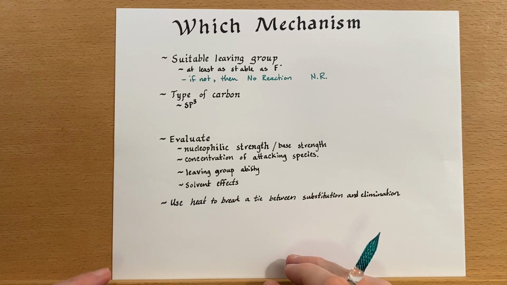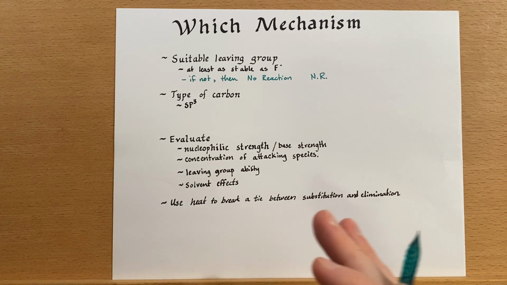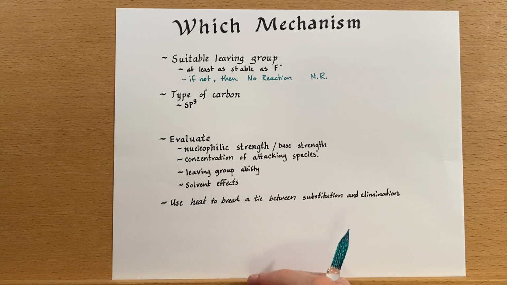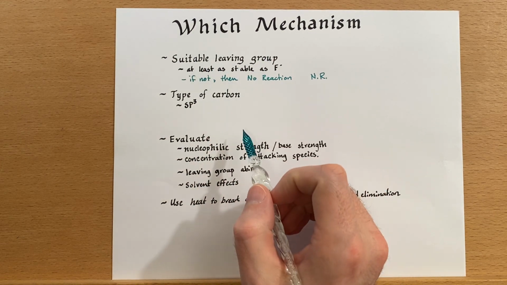We've been talking about which mechanisms a reaction would go: SN1, SN2, E1, E2. But we need to put all of that information together when we're deciding which particular mechanism might happen. And we should start off by making sure that we have a suitable leaving group.